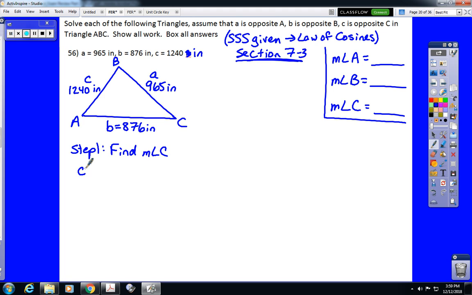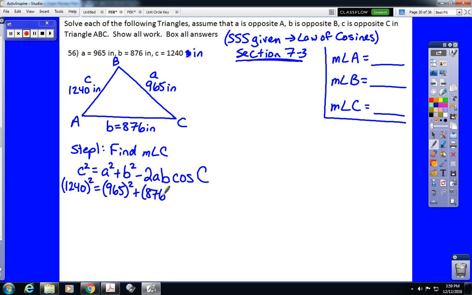And to do that, we are going to use the version of the law of cosines that contains the measure of angle C, which would be little c squared equals little a squared plus little b squared minus 2 little a little b cosine of angle C. We plug in what we know, that is 1,240 squared equals 965 squared plus 876 squared minus 2 times 965 times 876 cosine of angle C.